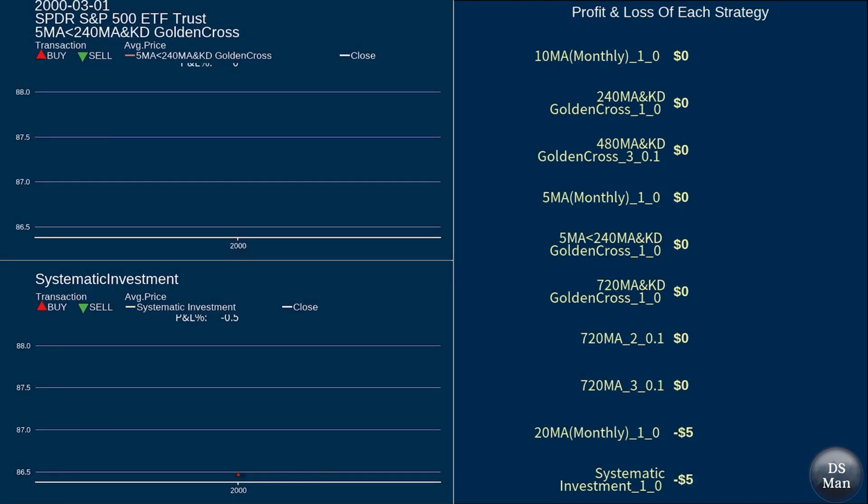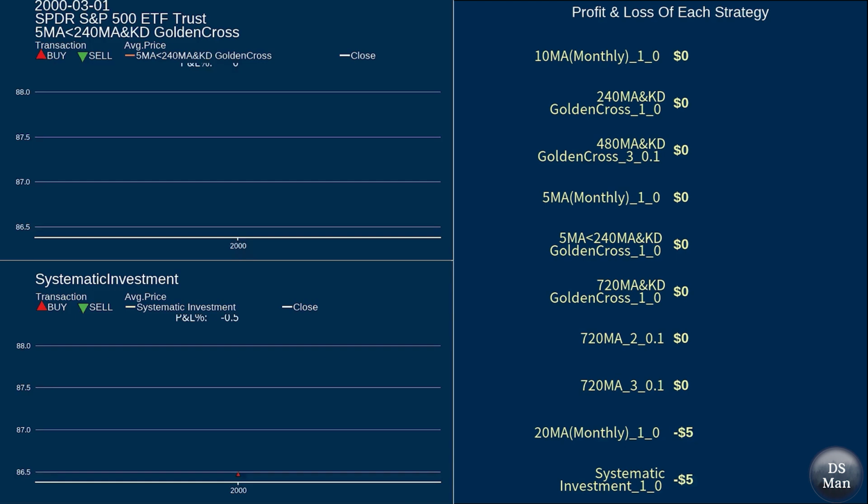The top section shows the performance of the optimal strategy, while the bottom section displays the results of dollar cost averaging. A red arrow marks a buy signal, and a green arrow indicates a sell signal. The white line represents the daily closing price, helping us observe market fluctuations.